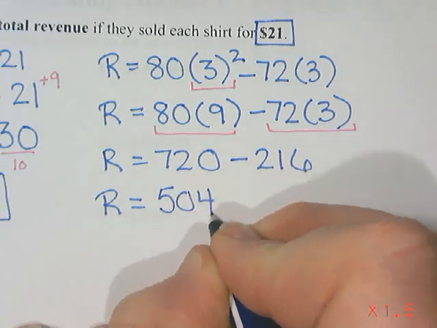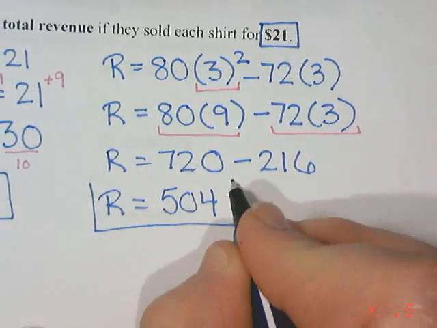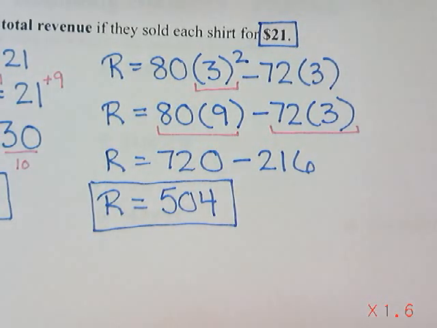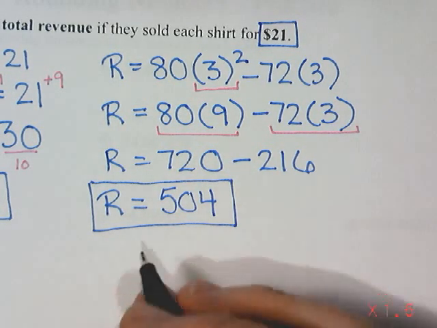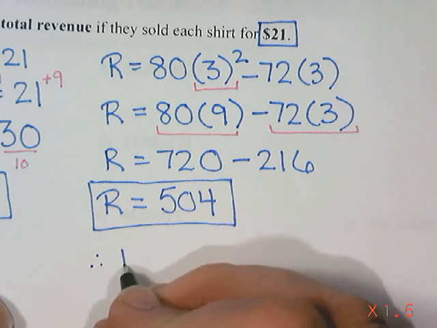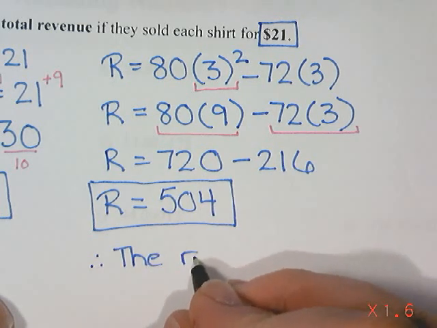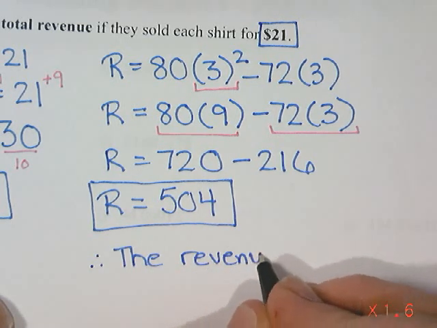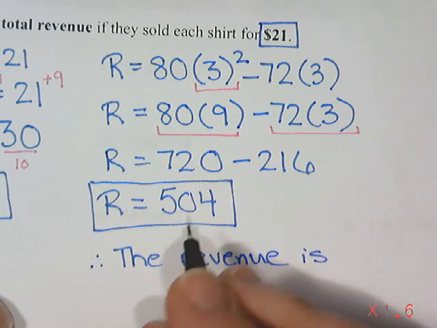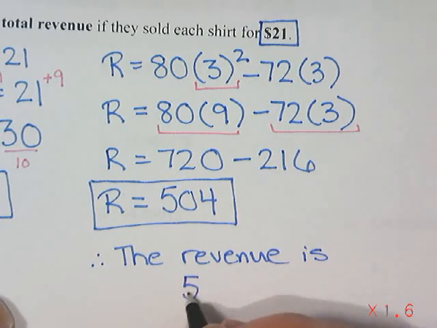Now, in this question, because it's actually a number that means something, I am going to write a very short little therefore. I'm going to say, therefore, the revenue is $504.